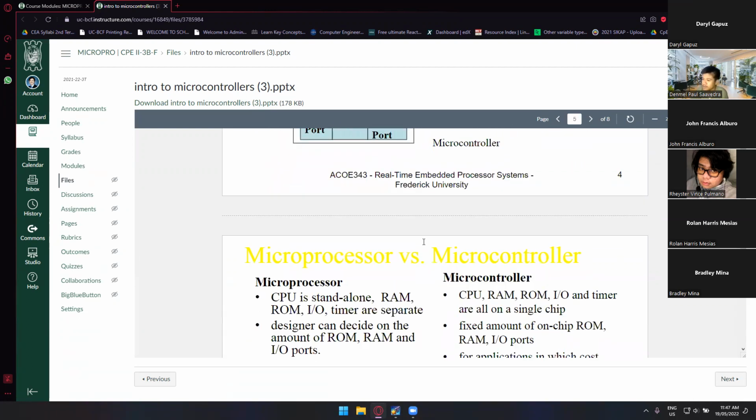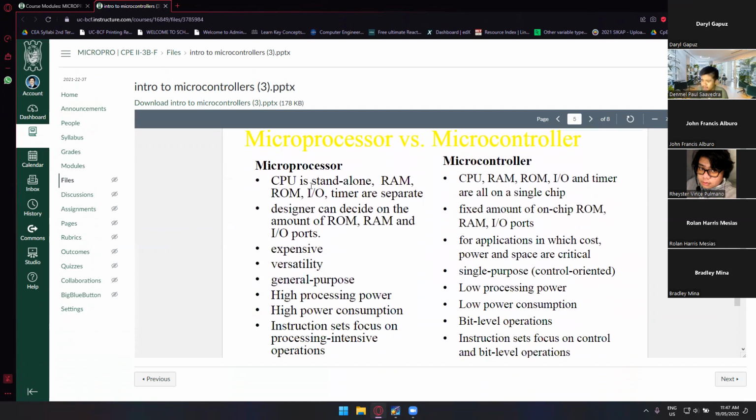All right. So here are the differences. Again, a microprocessor is just a CPU. It's a standalone. It doesn't have a RAM, doesn't have a ROM, doesn't have an output. So these are separate from the CPU itself, or the microprocessor.